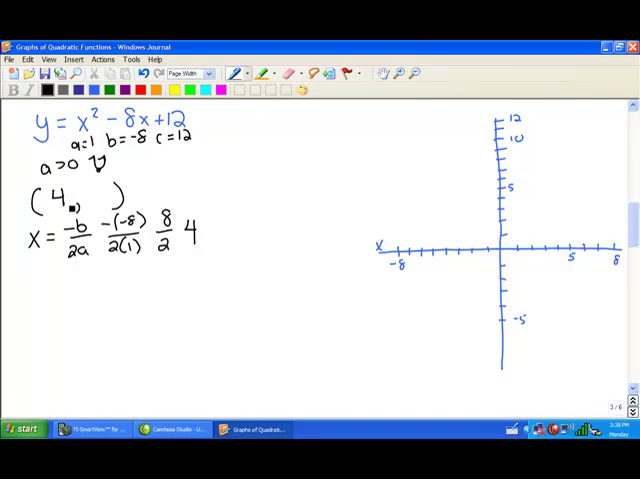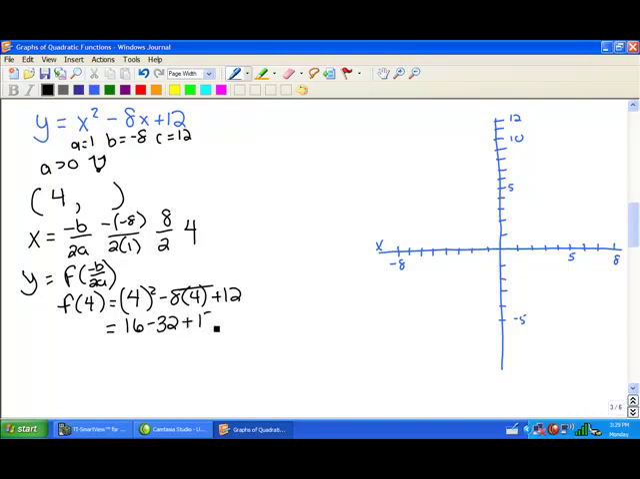a 4. To find the y-coordinate, the formula says we take the function value of the negative b over 2a, which is just the function value of the x we just found. So we want to plug 4 into our function. That will be 4 squared minus 8 times 4 plus 12. That's going to be 16 minus 32 plus 12. A negative 16 plus 12 is going to give us the value of a negative 4. So our y-coordinate will be negative 4.